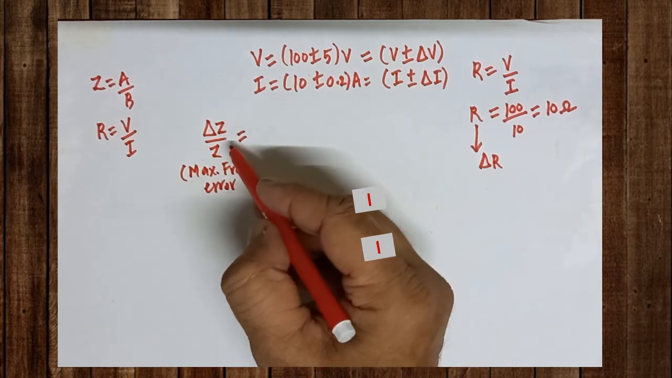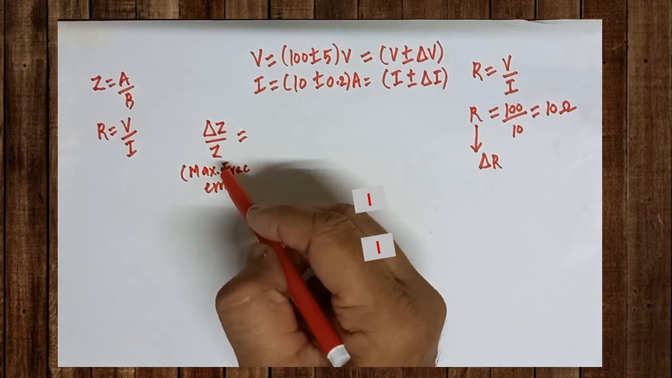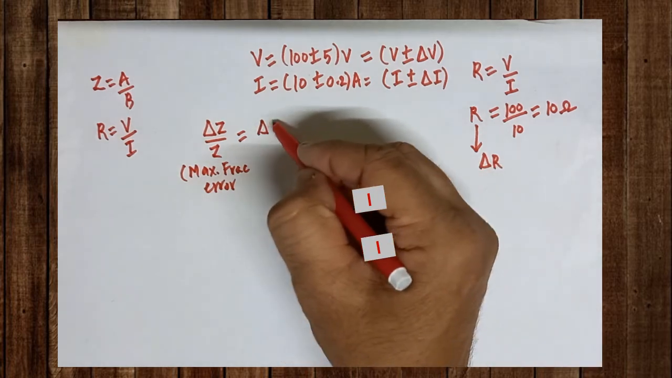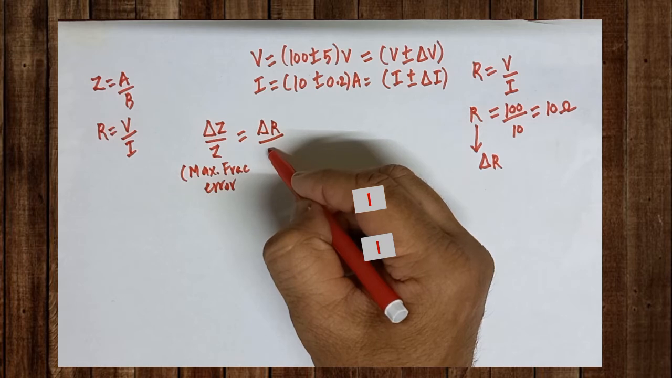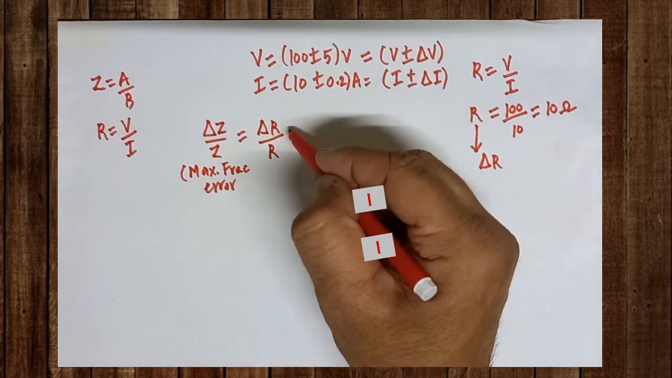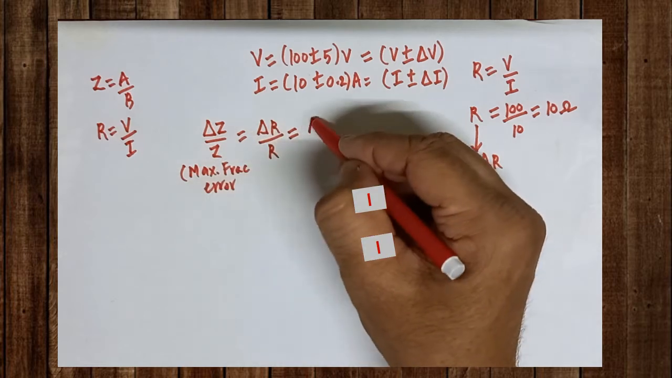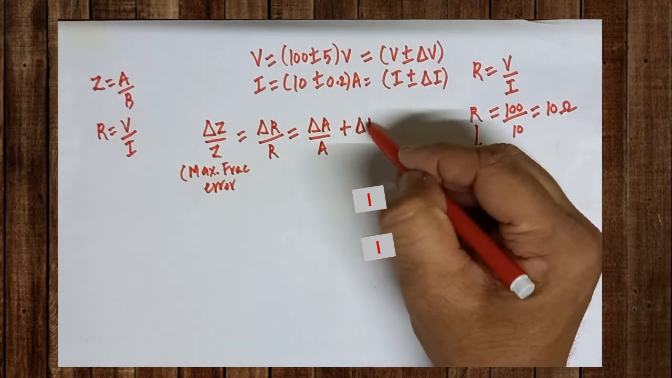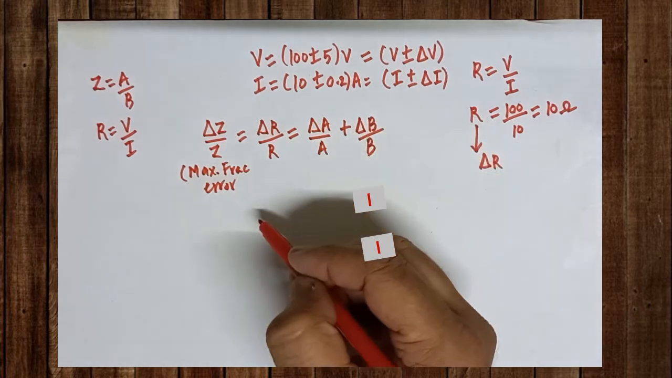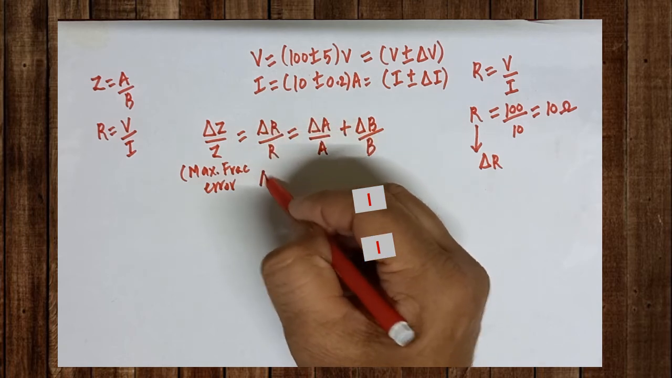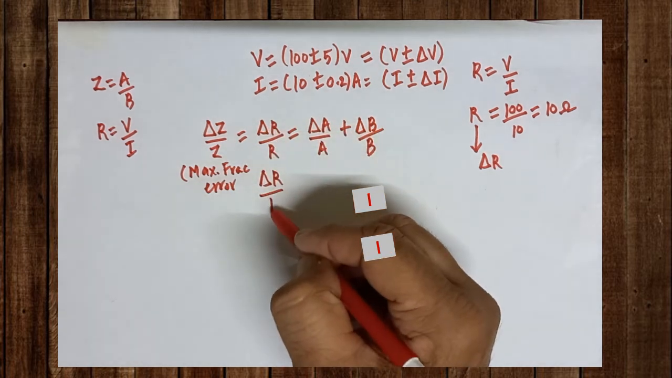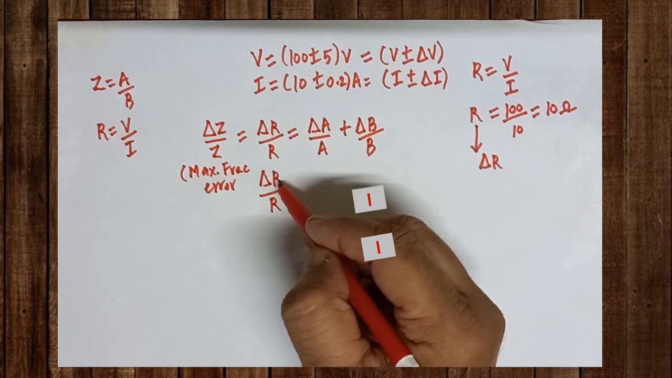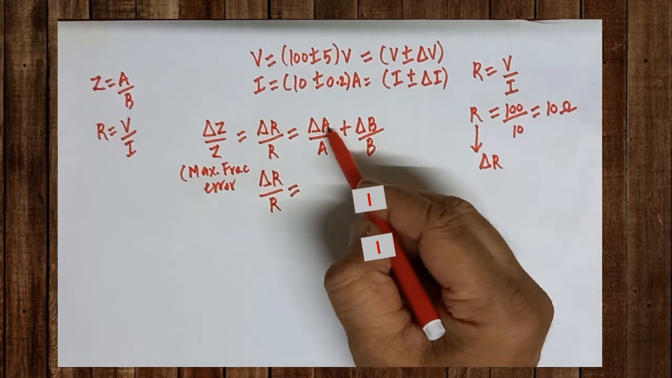Are you clear? In this problem, del Z divided by Z was used in the theory. In this problem, how could this be written? Error found in resistance divided by resistance. In that format we have to write. Del Z divided by Z can be written as del A divided by A plus del B divided by B. So like that we can write. Now we have to write the expressions for this problem. Del R divided by R, that is the maximum fractional error while finding R, is nothing but del R divided by R.